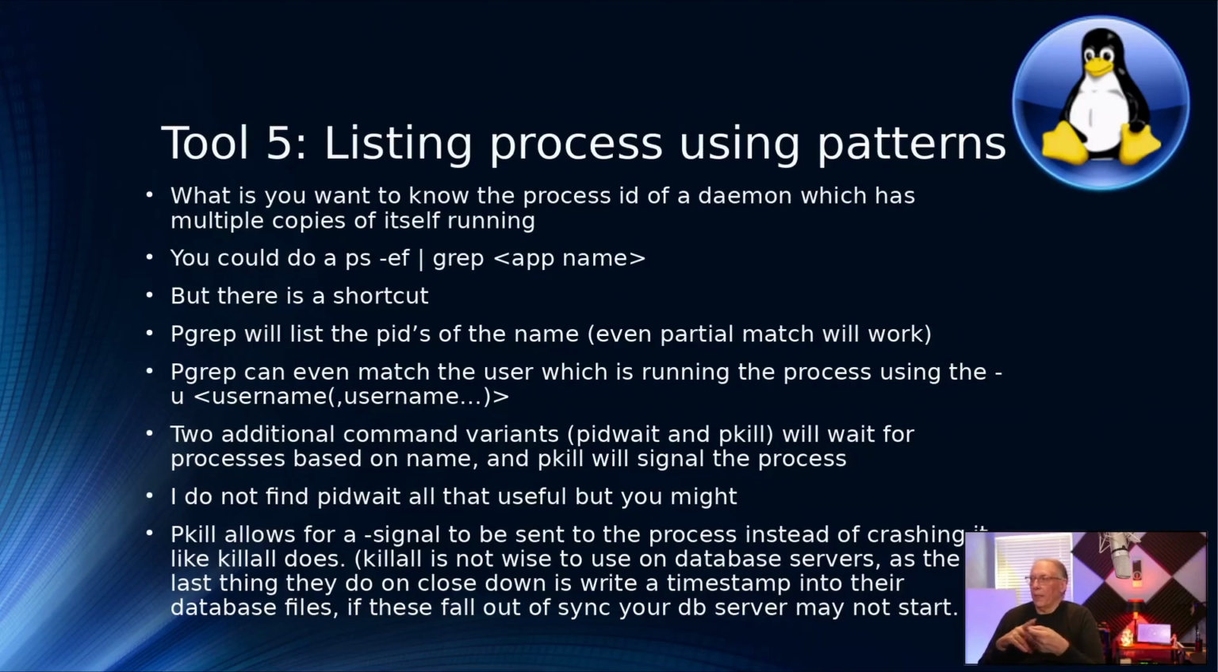So there's 2 additional command variants here. You can do a pidwait and a pkill. Pidwait, I don't really find it all that useful. It will wait, instead of listing everything out, it'll wait for the process. So yeah, I don't really find it that useful, but you might. Pkill will actually allow me to kill the process, but not just crash it. If you do a killall -9, you're sending a crash out to the application, and that's not always the wisest thing to do.